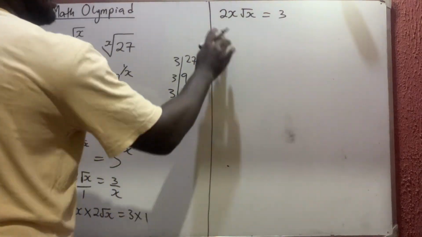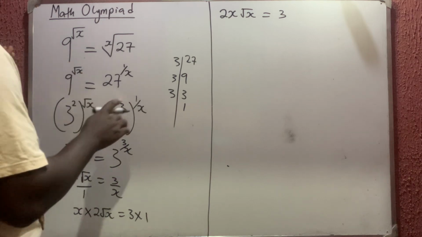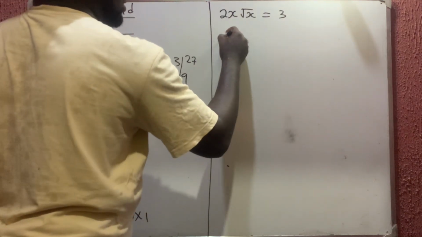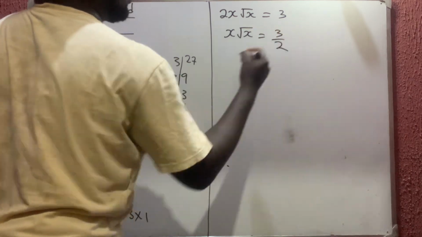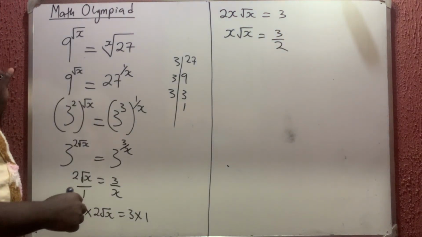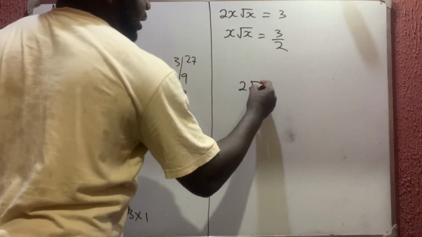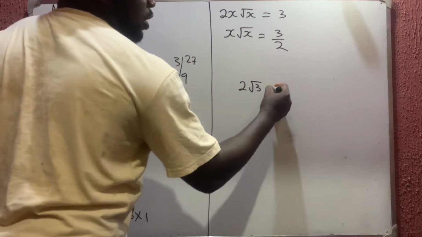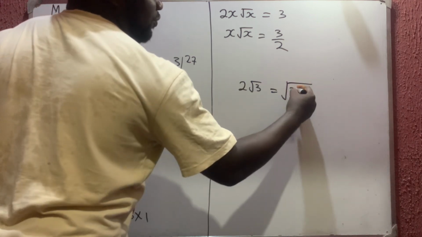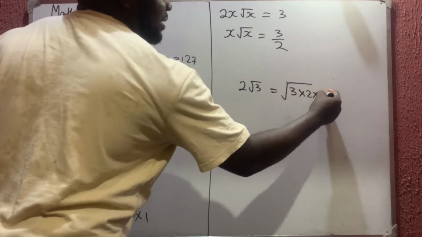All right, now let's divide everybody by 2, because I want all the x to be at one side. If I divide everybody by 2, I'm going to have x root x is equal to what? 3 over 2. Now you should know, according to the law of surds, that if I have 2 root 3 and I want the 2 to go inside this root, it is going to be the square root of the 3 that is already here. The 2 going inside, you now have 2 times itself again.